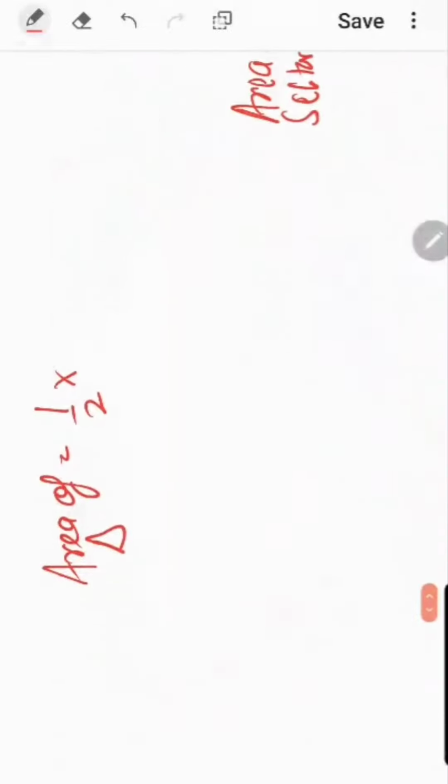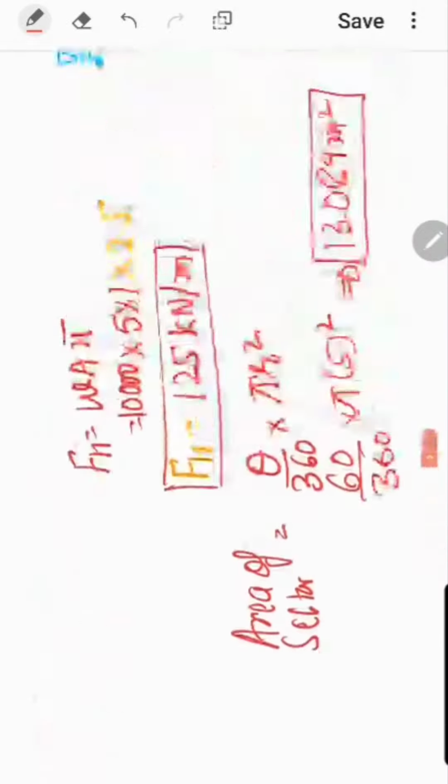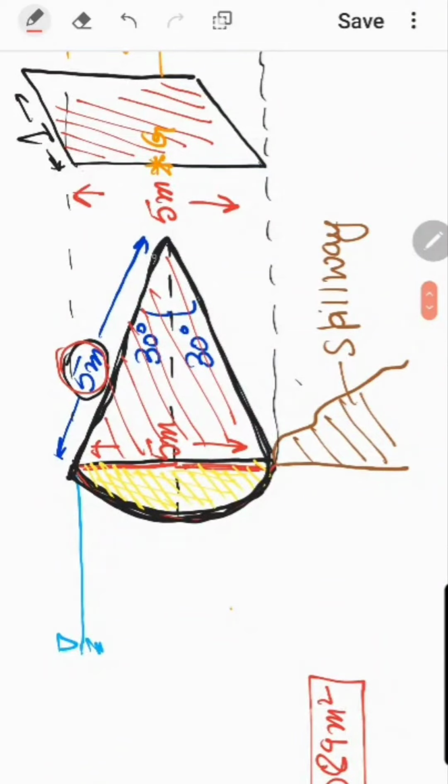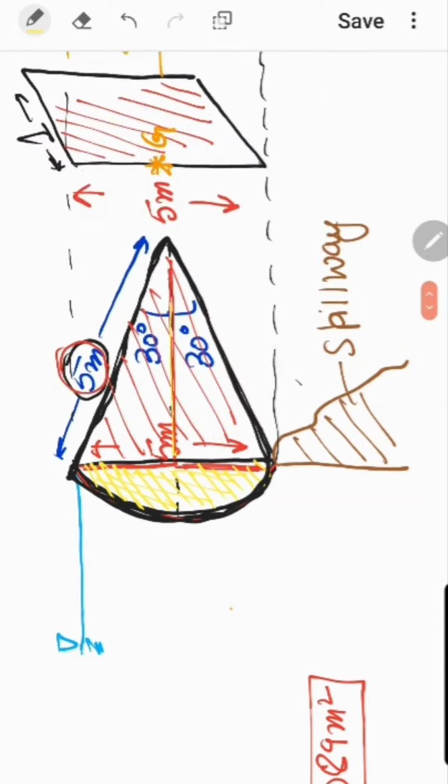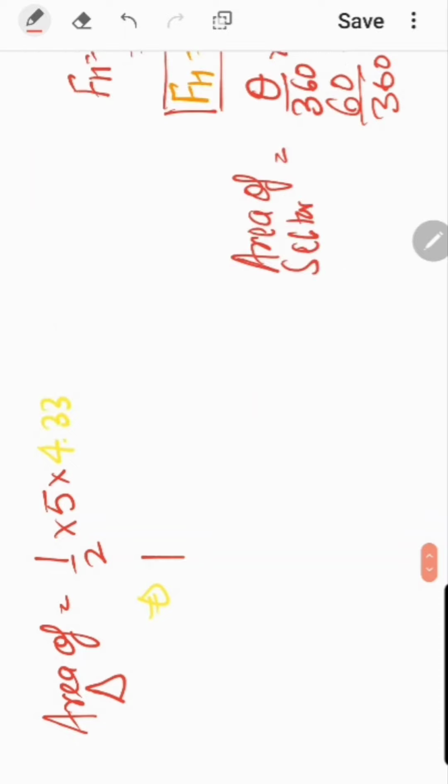Now again, using trigonometry, we can find this height of the triangle. Let us say I'm shading it with yellow. This height I'm talking about. So from trigonometry, this height is going to be 5 cos 30 degree, and 5 cos 30 degree is going to come out to be 4.33. So multiply this with height, that is 4.33. So the area of the triangle, if you calculate, the final answer is going to be 10.825 meter square.